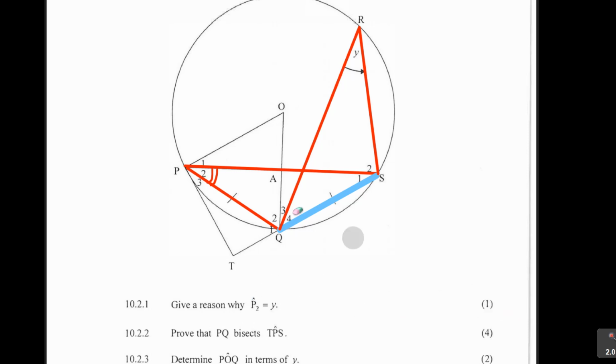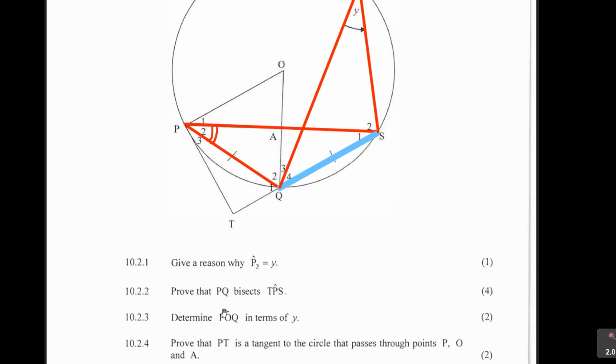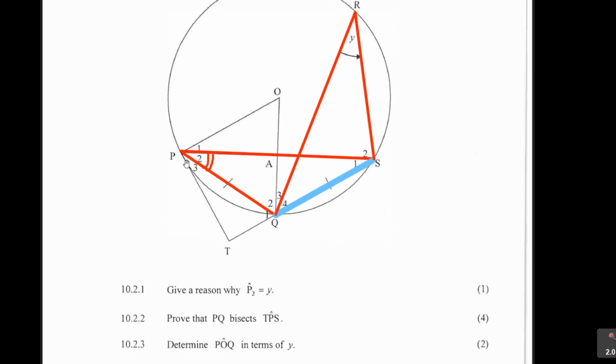And then the next one says prove that PQ bisects TPS. So you have to prove that PQ bisects. Let me erase this part again, because it's very important for you to keep sketching or seeing some of these theorems in between. What is to bisect? It is to divide the angle into two equal parts. So we have the angle TPS, which is T, P, and S, right? So we have that, and then they say prove that PQ.